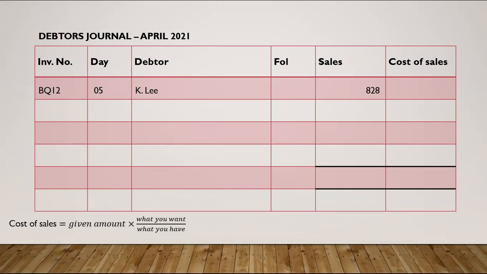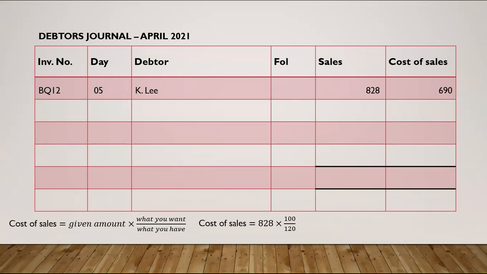Now, you were told that these goods were marked up at 20%, meaning that the cost price that we're looking for here will be 100 and gross profit will be 20, and the selling price will be 120. So you will take that 828, multiply by what you want, which is the 100, divide by what you have, which is the 120. That is because that 828 is the selling price. So the selling price will be 120. So you will take 828 multiplied by 100 divided by 120, and that will give you 690.